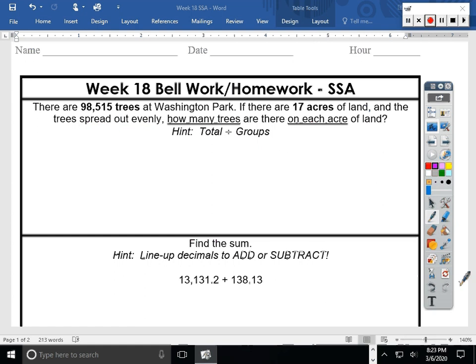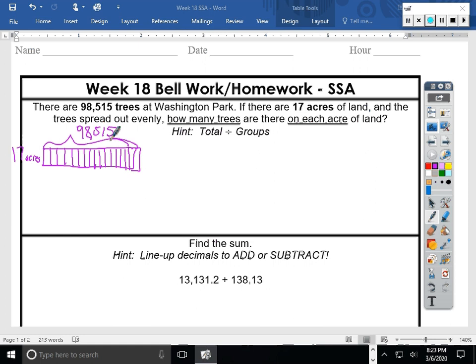So if I picture the entire bar representing the total number of acres, there are 17 acres. And the total bar would represent the total trees, 98,515 trees. And if I could, I'd split this into 17 pieces. That would require 16 lines. 1, 2, 3, 4, 5, 6, 7, 8, 9, 10, 11, 12, 13, 14, 15, 16, 17. That'd be 17 parts. And I'd have to extend my bracket a little bit to show you this.